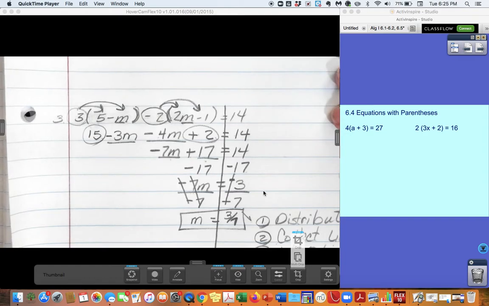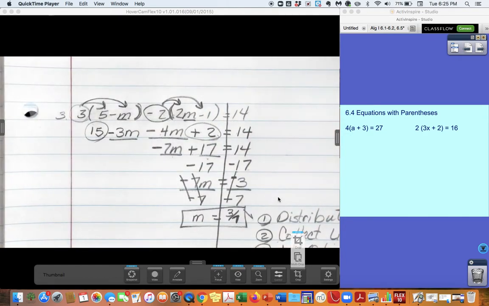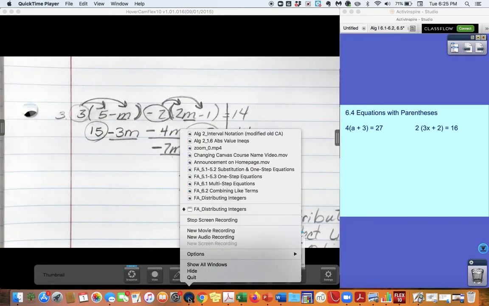So hopefully that helps with equations with parentheses. Let me know if you happen to have any problems or questions.